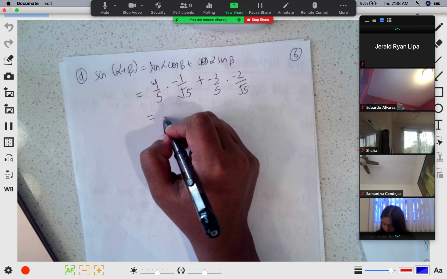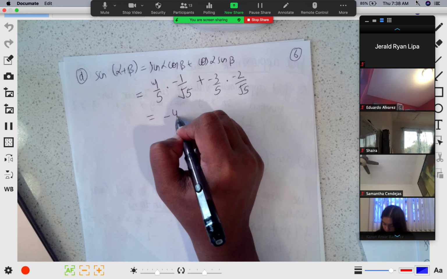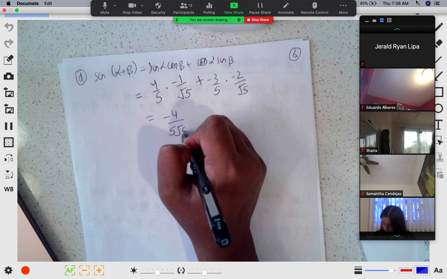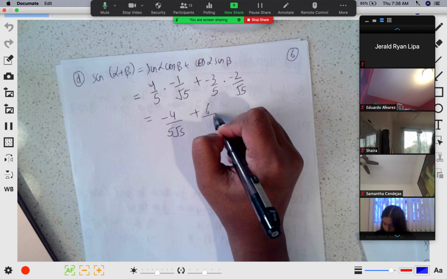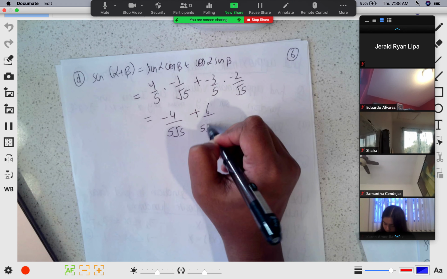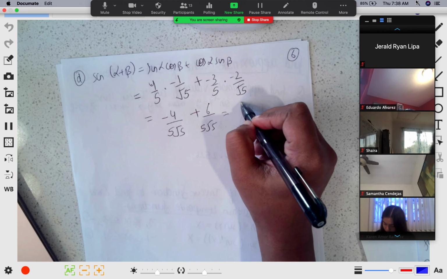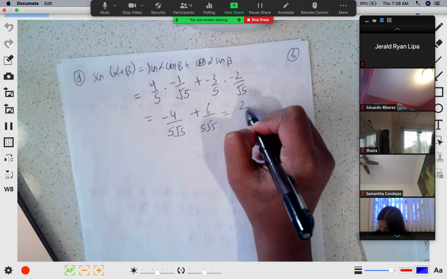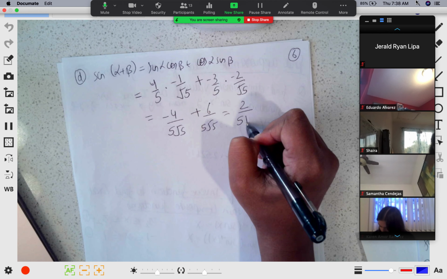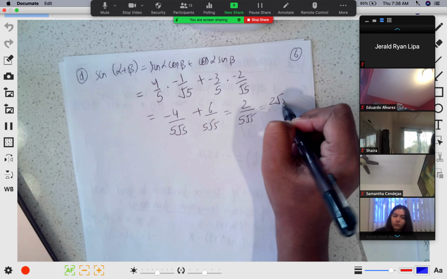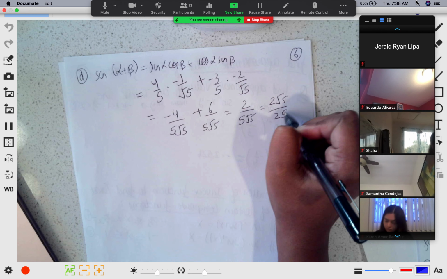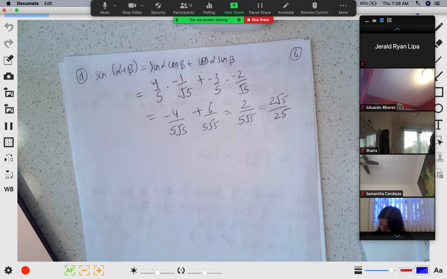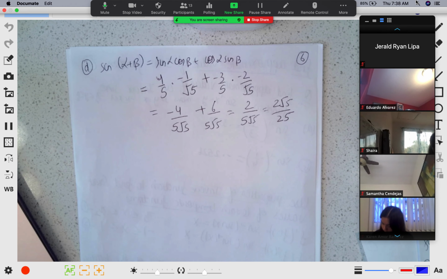Equals -4 over 5 radical 5 plus 6 over 5 radical 5. Okay, when you simplify, what do you get? Would it be 2 radical 5 over 25? Yes, correct. When you rationalize, it will come out to be this. Absolutely correct. Any questions, anyone?